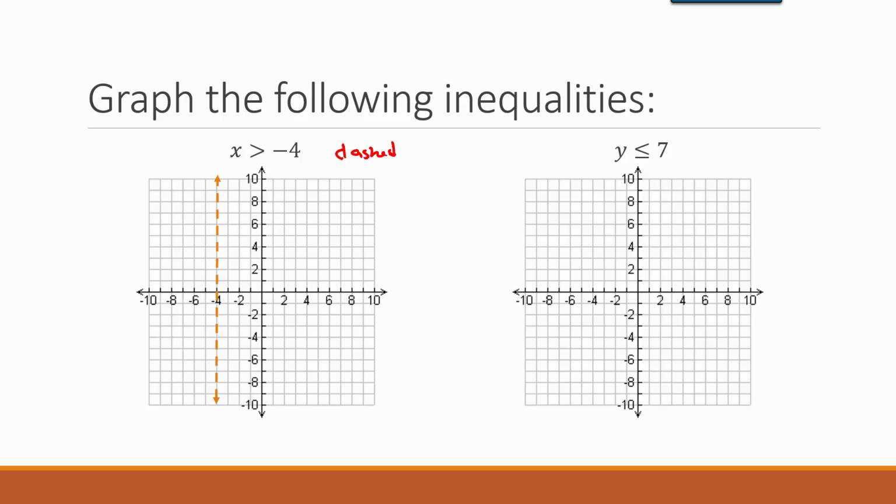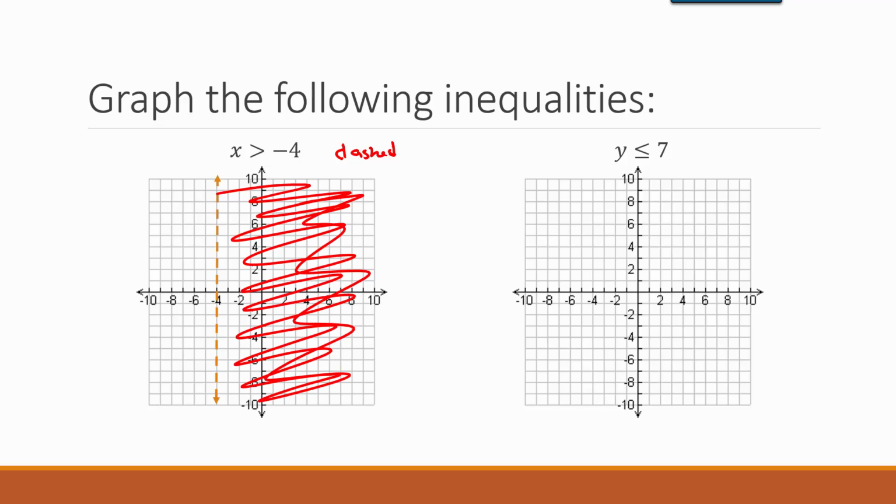Now it says x is greater than negative 4. Well, we either have to shade to the right or to the left. So greater than negative 4 would be the numbers to the right of negative 4. So a dashed line and shaded on the right-hand side.